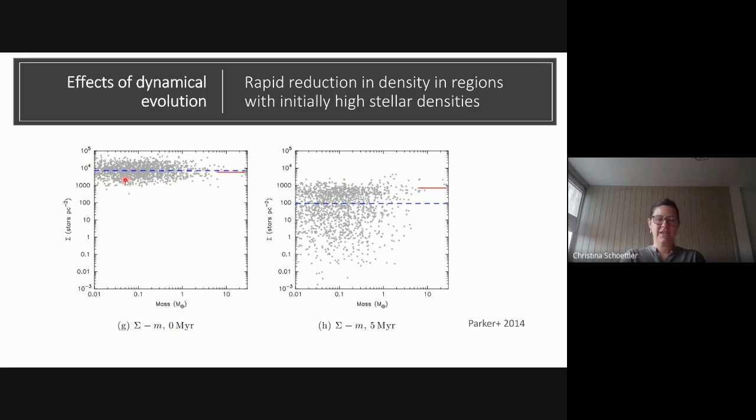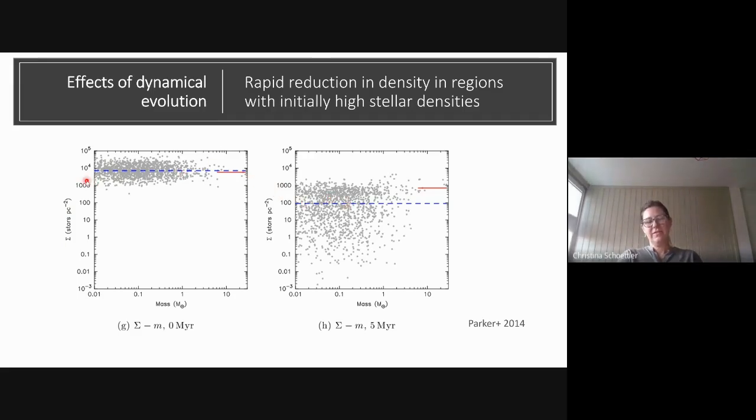We can see we start with all of these stars at around 10 to the 4 stars per square parsec, which is a fairly high initial stellar density, which is something that we think the Orion Nebula cluster started as, with a very high density region. And then during the early dynamical evolution, it has rapidly reduced in density.